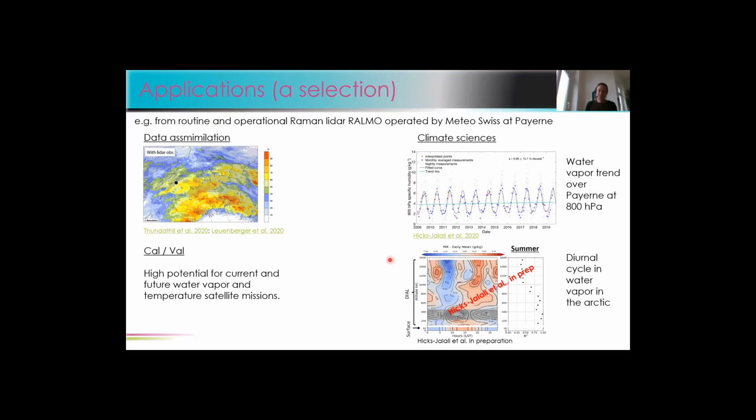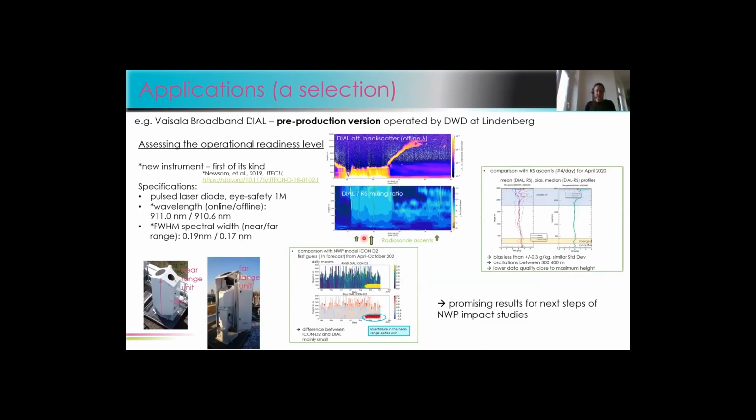And coming to some DIAL applications, there will be a publication soon related to the diurnal cycle of water vapor in the Arctic. And these data are based on a DIAL system, which is a pre-production version from Vaisala. This instrument is quite new, and it's also operated at DWD or by DWD in Lindenberg. And because of the pre-production version, it's assessed in terms of its operational readiness level.